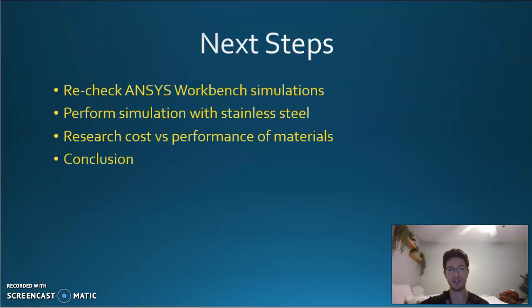I want to perform a simulation with stainless steel because, based on what I saw in some pictures and on some websites, more like resale websites for those impact bars, stainless steel is likely to be a material that those bars are also made of. I also want to research the cost versus performance of those materials and see if the higher price of using aluminum makes up for it being lighter than steel, for example, and using that information come up with a final conclusion for the project.